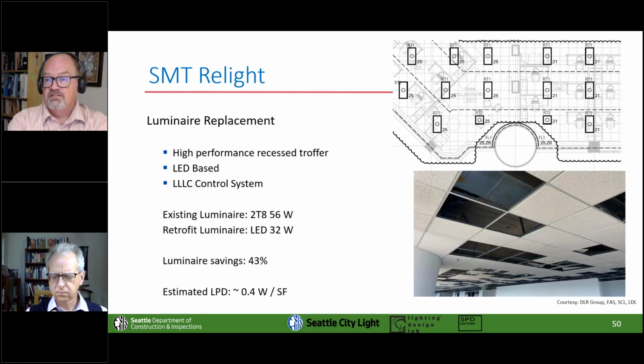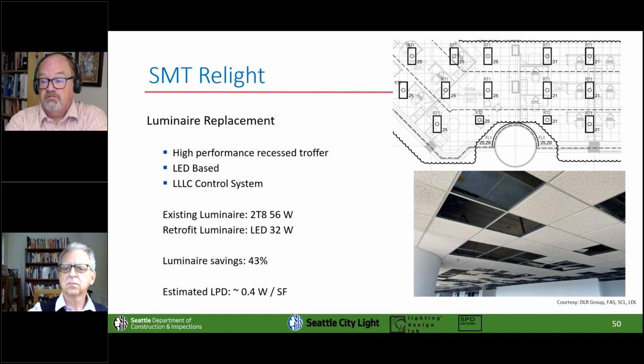This is what I like to consider the City of Seattle walking the walk. They are looking at requiring things like LLC. So in this project, we've gone ahead with a high performance recessed troffer. It's LED based, and it has an LLC control system. Following NIA's guidance, we've gone ahead with a 1-for-1 swap out of the light fixtures. This is a drawing courtesy of DLR Group, who's been doing the design for it.